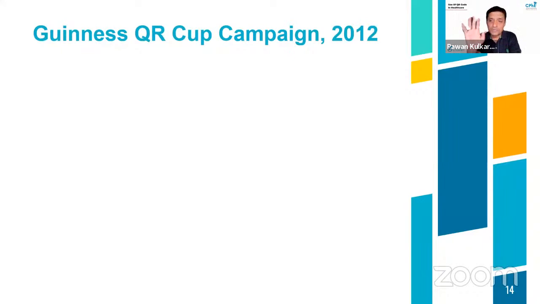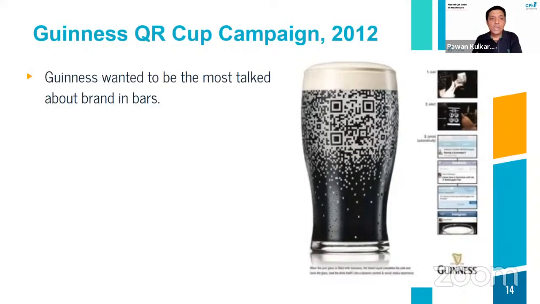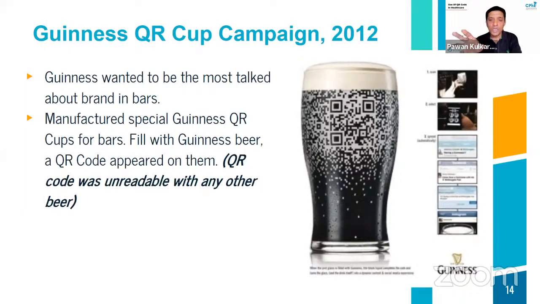Another very important, very old and brilliant case. We can use it in pharma a lot. This is a glass of Guinness beer, a very famous beer in the Western world. They had prepared a glass with a QR code. Now, I told you about the objective. Guinness's objective was to be the most talked about brand in the bars. When they want their brand to be talked about in the bars, what can they do? So they made glasses which are QR code based.